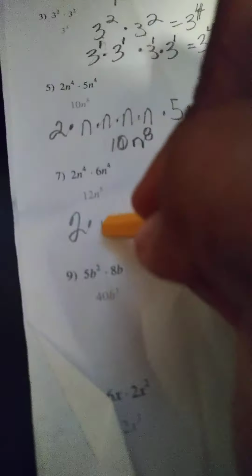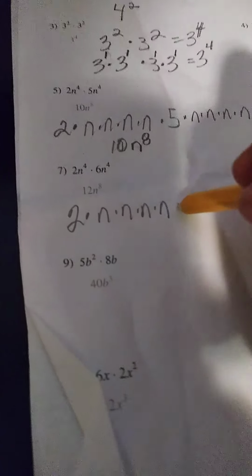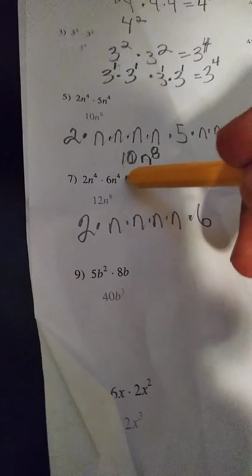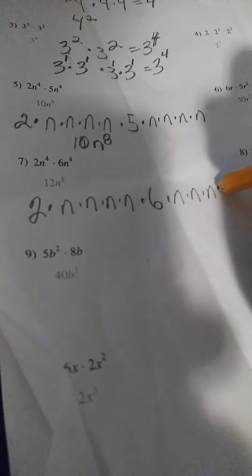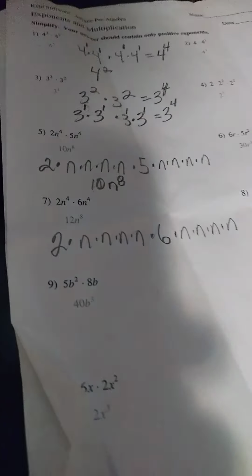That is 2 times n times n times n times n times 6, and then it says times n to the 4th again, so that's times n times n times n times n, because that's 4 n's. Let's put this together. What is 2 times 6? 12. And n times n times n times n times n times n times n times n is n to the 8th power. Still moving.